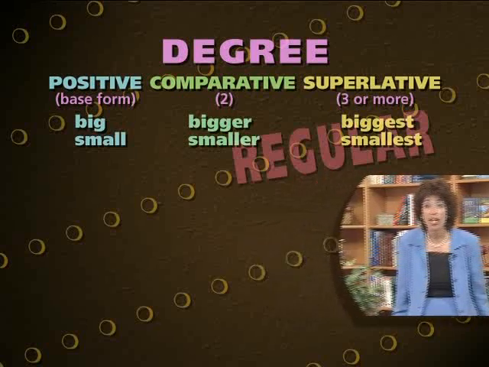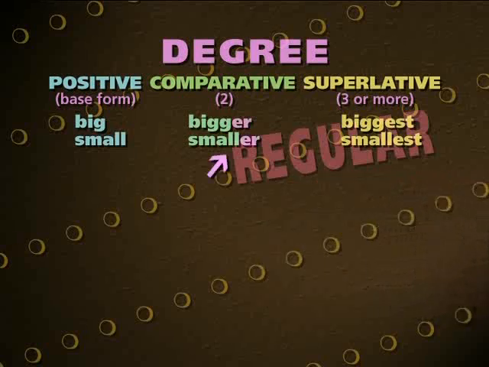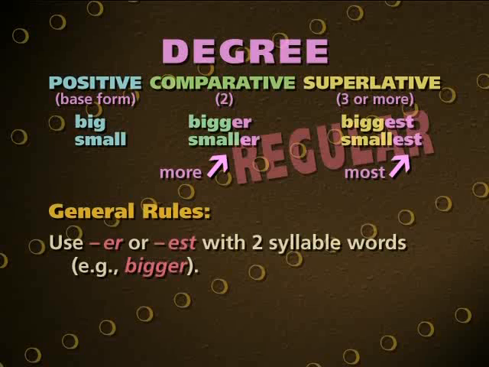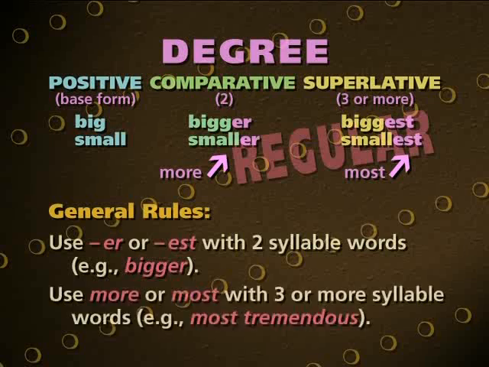and some form irregular comparative and superlative forms. The regular is ER or more for comparative. The superlative is EST or most. You never use more and ER together. You never use most and EST together. Your general rule is use ER or EST with 1 or 2 syllable words, like bigger. Use more or most with 3 or more syllable words.